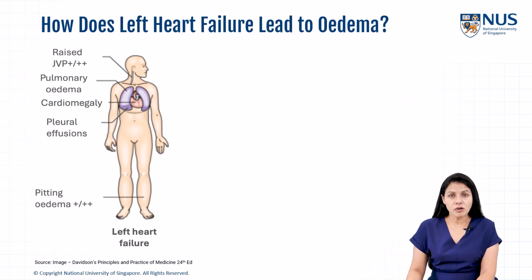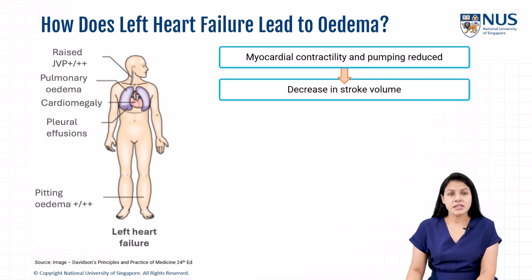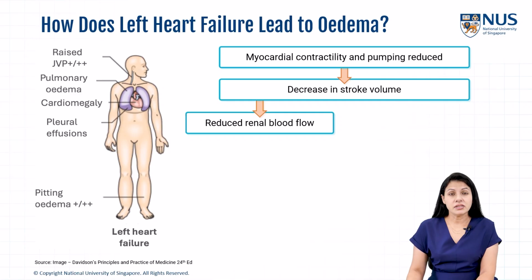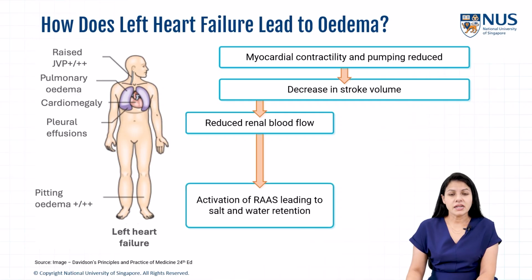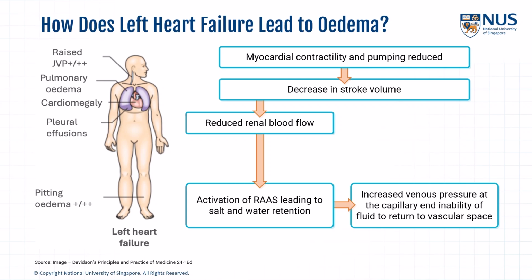Now, let's look at how cardiac diseases result in edema. Let's start with left heart failure. In left heart failure, the myocardial contractility and pumping is reduced, and this will result in a reduction in stroke volume. And one thing which happens with that is a reduction in renal blood flow, which activates the renin-angiotensin mechanism, resulting in salt and water retention. So this will increase the venous pressure at the capillary end, resulting in an inability of the fluid to return back into the vascular space.